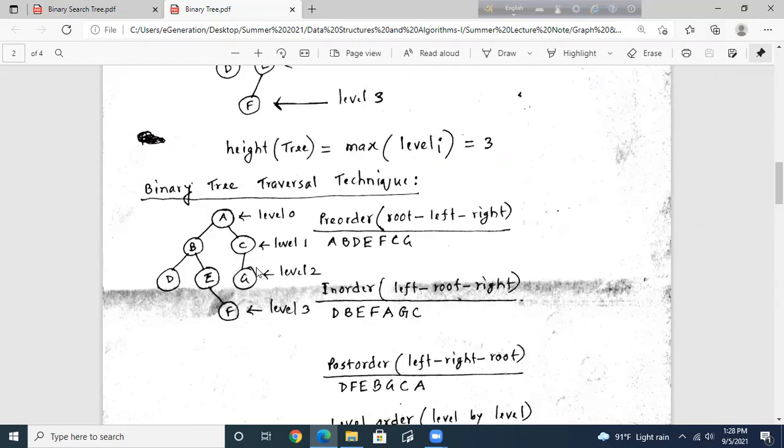So I have written G, left is G, root is C, and I have no right of C, so I did not write anything. So in order completed. Dear student, if you have any problem to understand in order traversal, please ask me question.